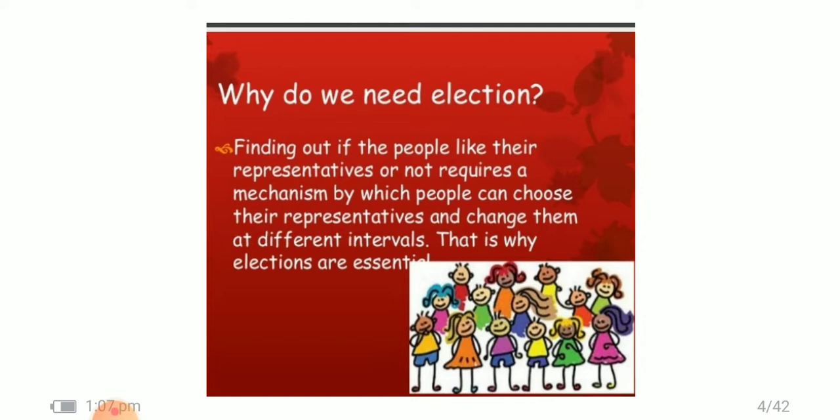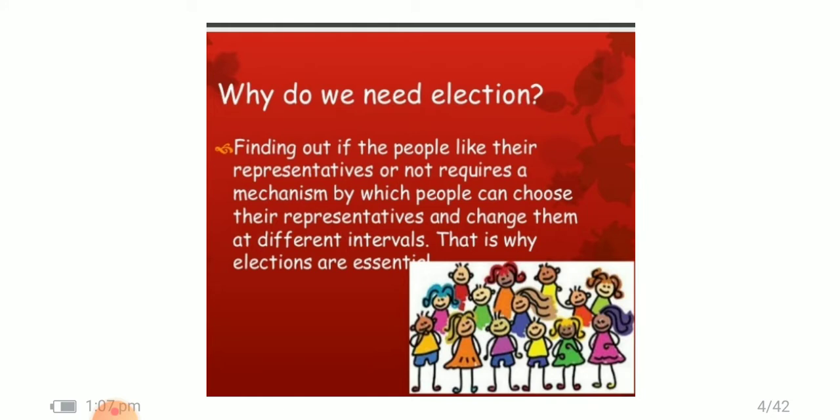In simple words, finding out if the people like their representatives or not requires a mechanism by which people can choose their representatives and change them at regular intervals. That is why elections are essential. So one example we can study from your textbook is the assembly election in Haryana state.